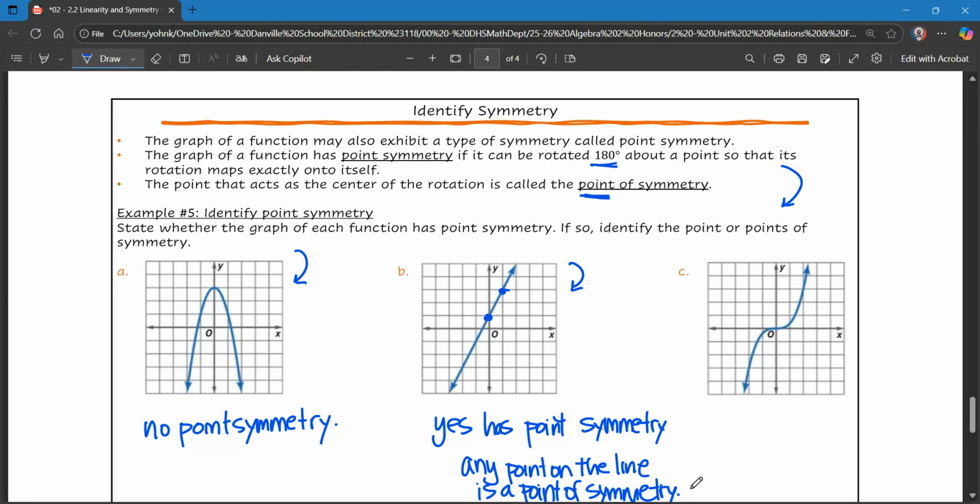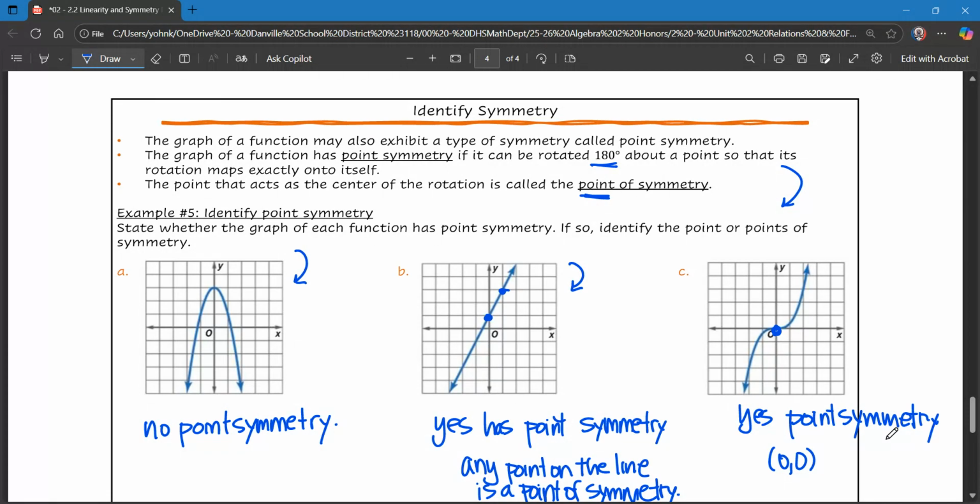If we look at letter C and we try to imagine a point where we can turn the graph and have it be the same thing, hopefully you can see that at the point (0, 0), I can do that. So yes, point symmetry. And if I use the point (0, 0) as my point of symmetry and rotate my picture 180 degrees, I'll get the same exact picture.